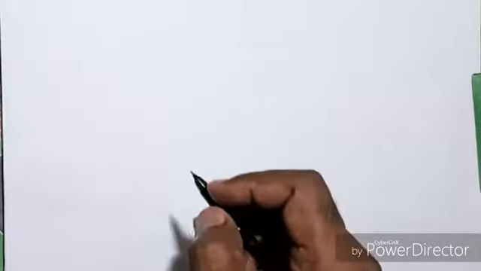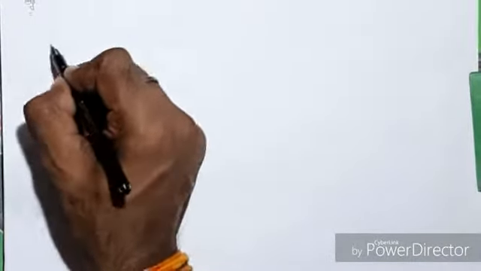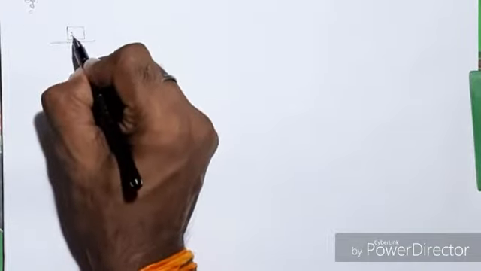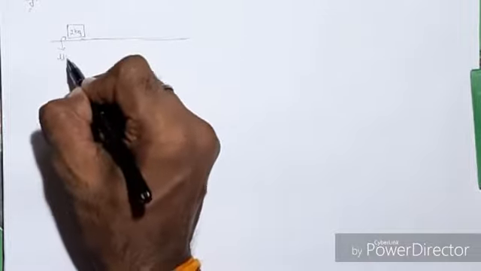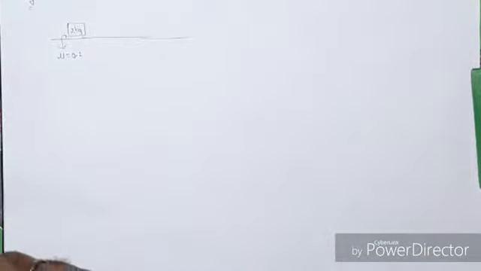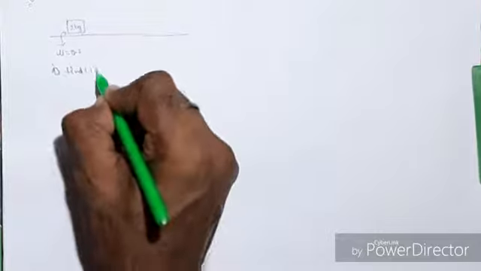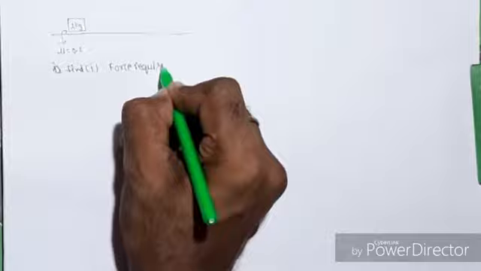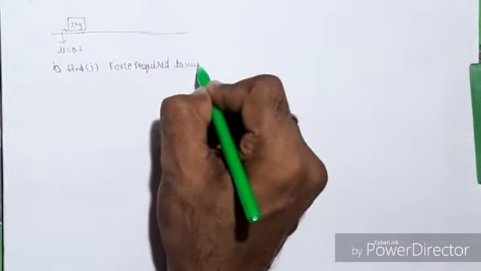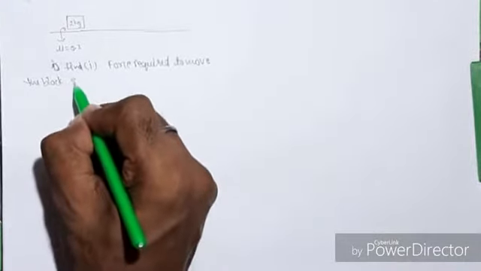Now we move to the next example. In this example, there is a block of 2 kg placed on a rough surface where mu is equal to 0.2. First of all, you have to find the force required to move the block slowly.